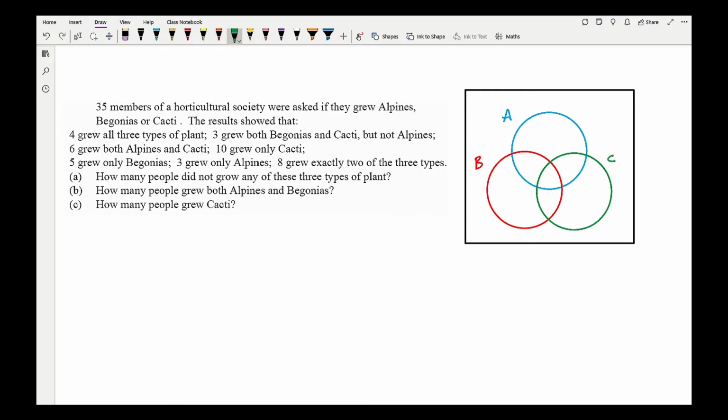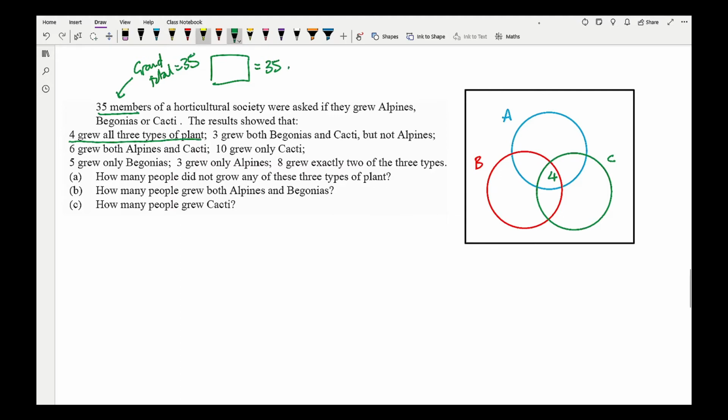Now, in terms of reading the information that's given to us in this particular question, it says that 35 members, so that means that the grand total needs to be 35. So in other words, the total of the entire box, all the numbers need to add up to 35. Now looking at the key bits of information, it says that 4 grew 3 types of plant, so that means that the middle section needs to add up to 4.